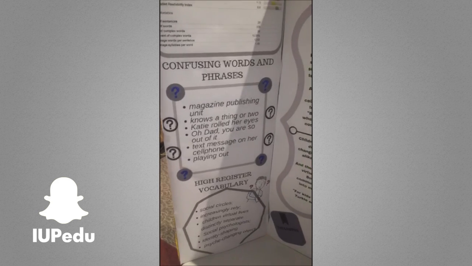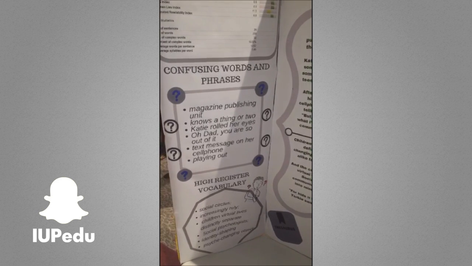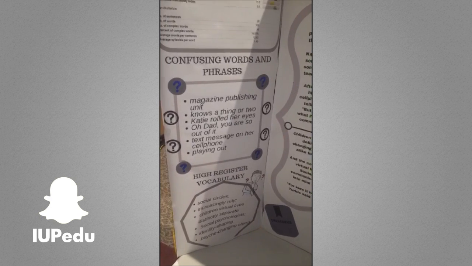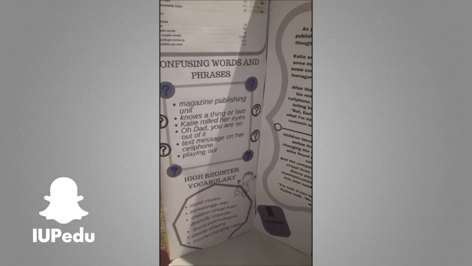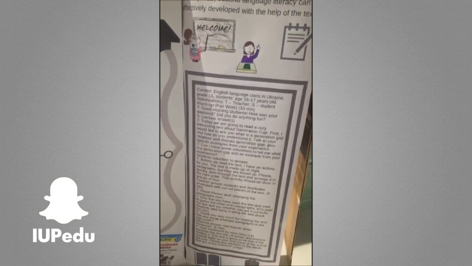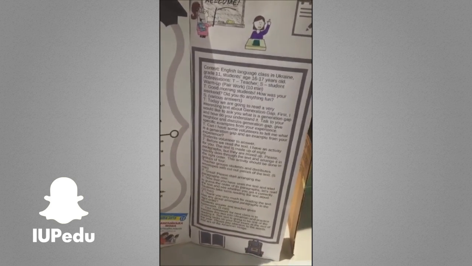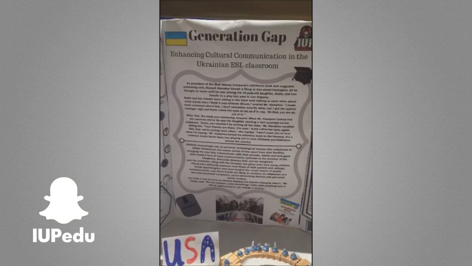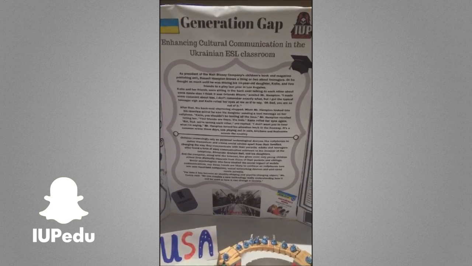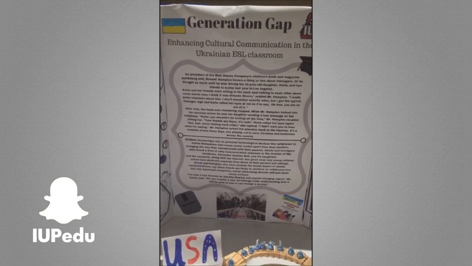The text has some confusing words and phrases, such as text message. In Ukraine, we say SMS. So students have to understand what a text message is in American culture. We also have a suggested lesson plan to enhance this cross-cultural communication for students to understand the essence of this text. Text is used for students to test their readability and comprehension at the end of their high school year.